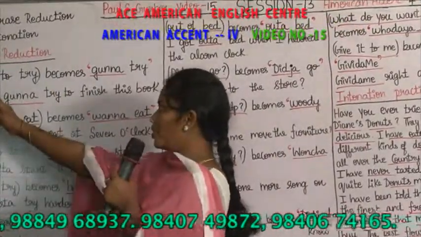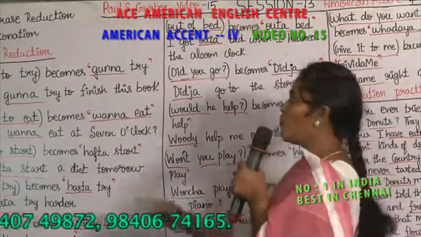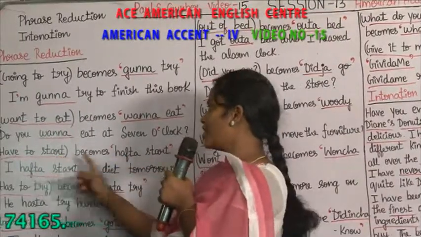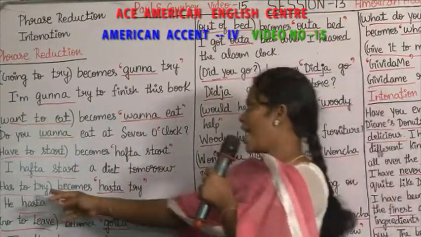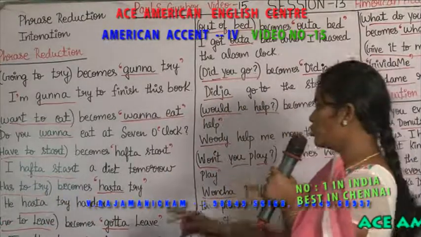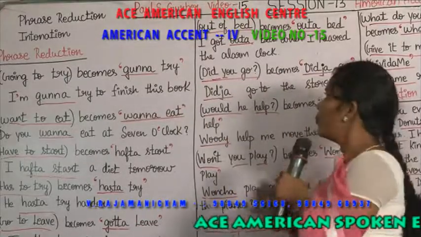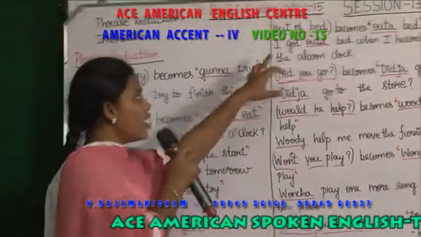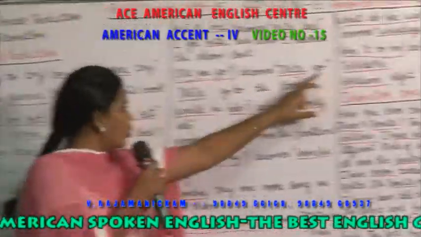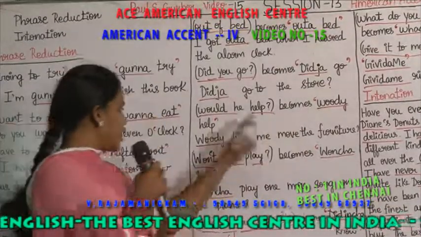For example, going to try changes into gonna try. Want to eat, wanna eat. Have to start, hafta start. Has to try changes into hasta try. Got to leave, gotta leave. Ought to believe, oughta believe. Out of bed, outta bed. Did you go, didja go? Would you help changes into wouldja help.